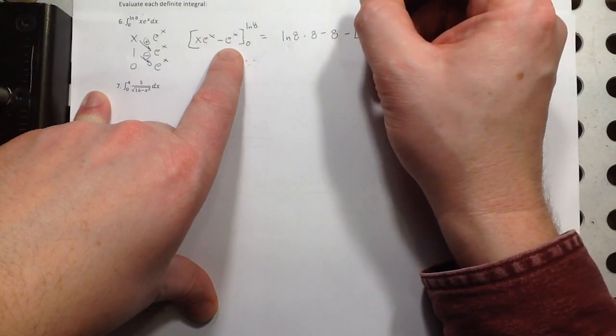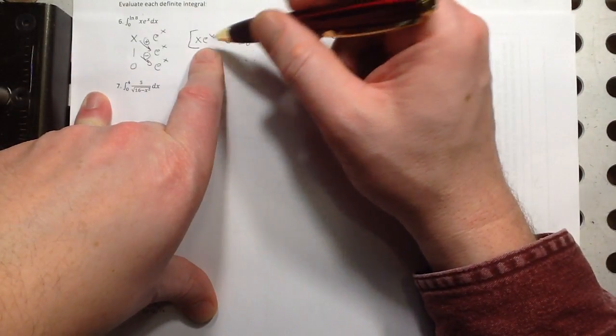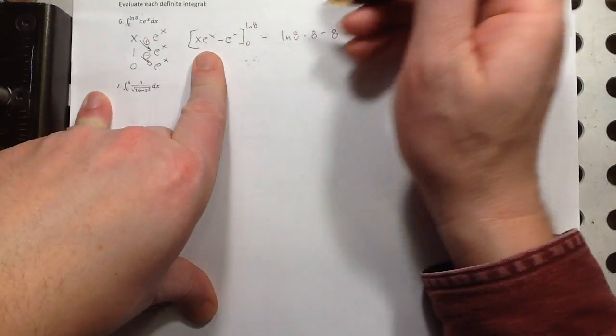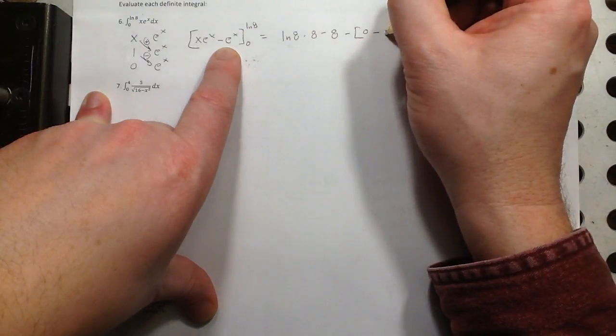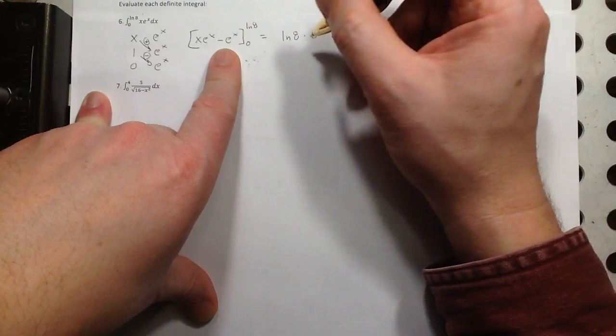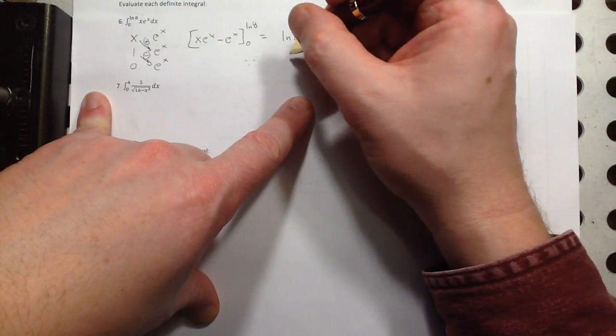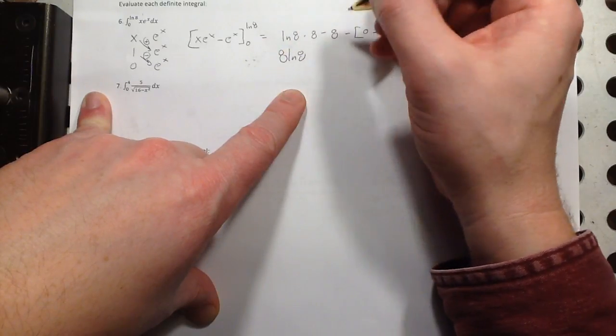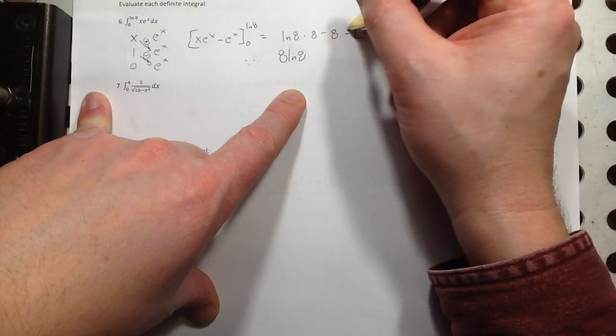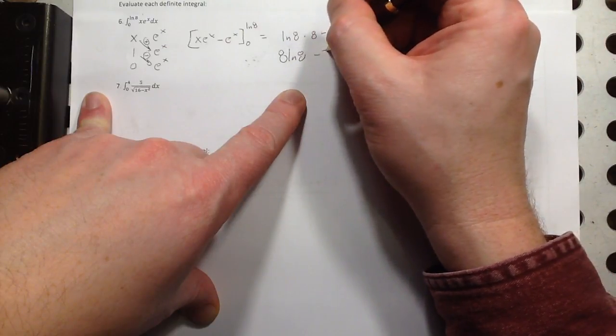Minus, what do I get when I plug in 0? Don't just assume that you get 0. We do get 0 for this piece. Minus e to the 0 is 1. So let's see what we have here. Simplifying that, I've got natural log 8 times 8, and then I've got minus 8 plus 1.